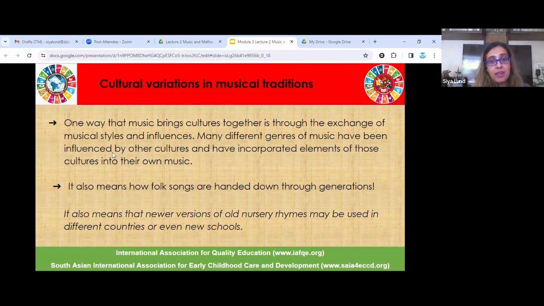So what does this mean for us? This means that we will have a lot of different children in our class, like you spoke about cultural diversity.